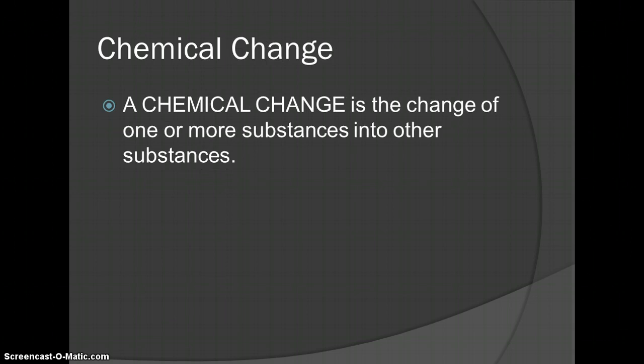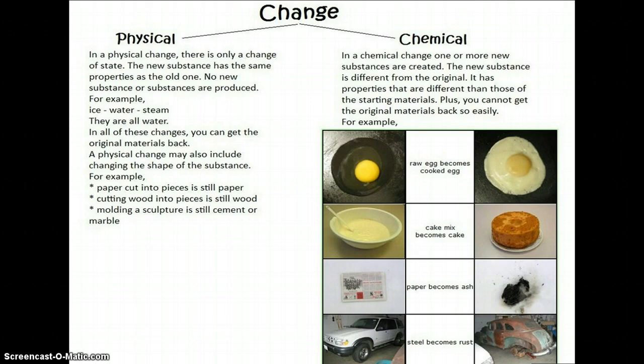Then you have chemical change, and chemical change is a change of one or more substances into another substance. So chemical change basically means that you're going to take a substance and change it into something else that is no longer the same substance. With physical change, it was something like, let's say, changing from a solid to a liquid, going from ice to water. The water is still water, whether it's liquid or solid. In a chemical change, you physically have differences. So you've got a substance changing into something else that is no longer the same as the original substance.